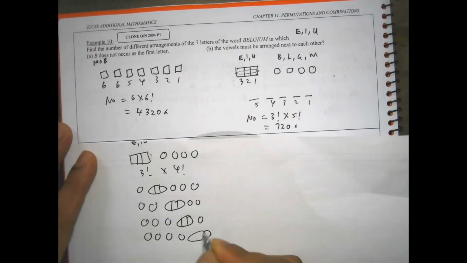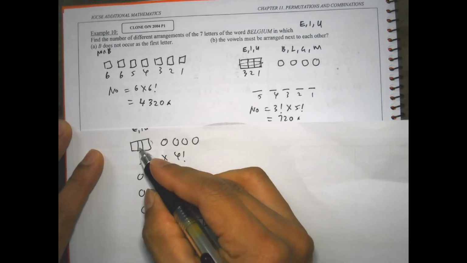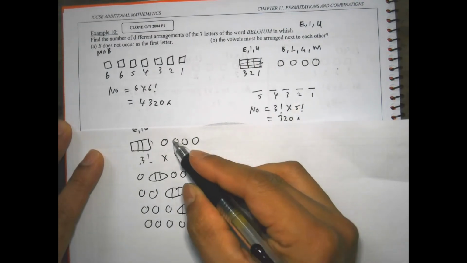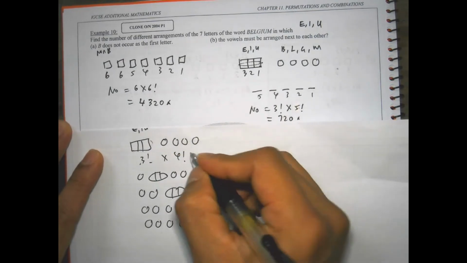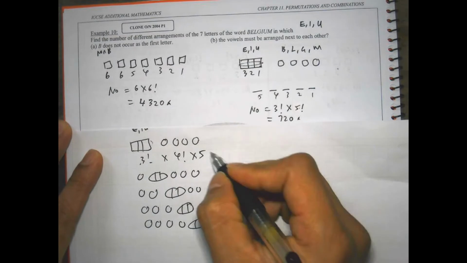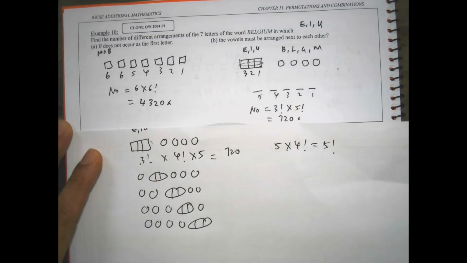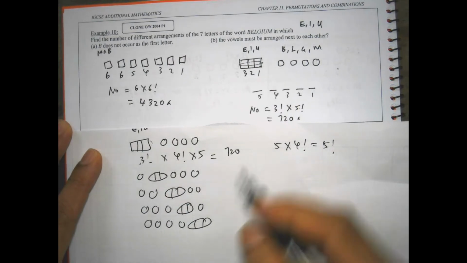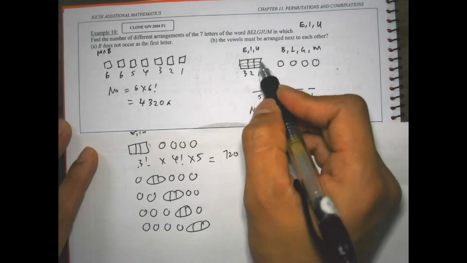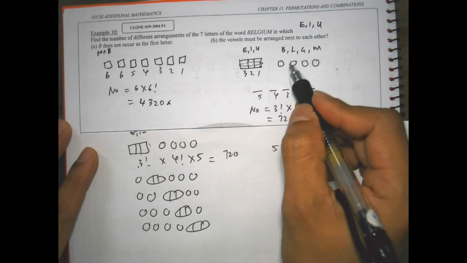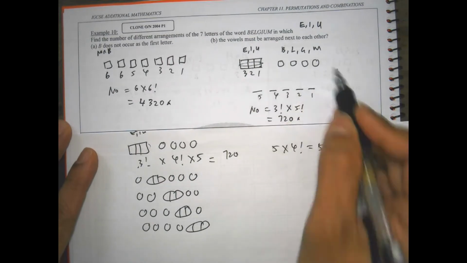Now I know some people will say, Terry, what if I do like that? I put 3 factorial to arrange the vowels, 4 factorial to arrange the consonants, and I can see there are 1, 2, 3, 4, 5 different arrangements, so I times 5. Now guess what? This is the same, isn't it? Do you know that 5 times 4 factorial is 5 factorial? But I don't like to draw the 5 different ways. I will consider this as a block, and knowing that I have 5 blocks, I know there are 5 factorial ways of arranging these 5 blocks.